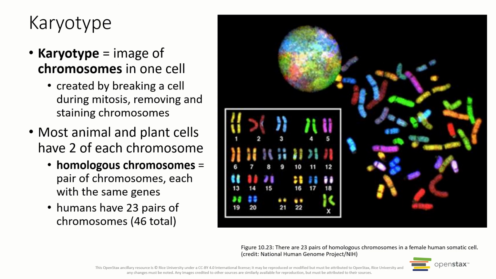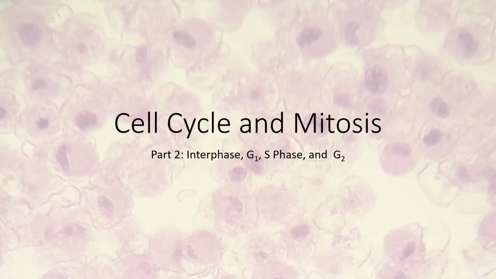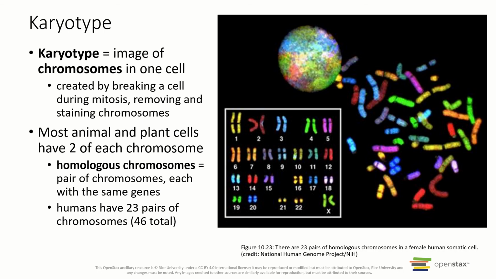Lots of different organisms have different numbers of chromosomes from 2 to thousands. Okay? And if you're thinking, oh, those must be really big things that have thousands of chromosomes, they're not. We'll get back to that. It's complicated. All right, so that's how we organize the DNA. Up next, we're going to talk about the parts of the cell life cycle.